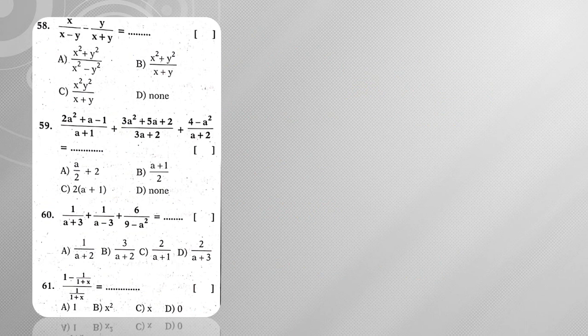Okay, next moving on to question number 58. So x by x minus y minus y by x plus y is equal to, now when denominators are different we cannot add or subtract. Then what should I do? I need to take the LCM. So what is the LCM? So LCM is x minus y into x plus y. Then if denominator LCM is nothing but product of the denominators, then directly we can do cross multiplication.